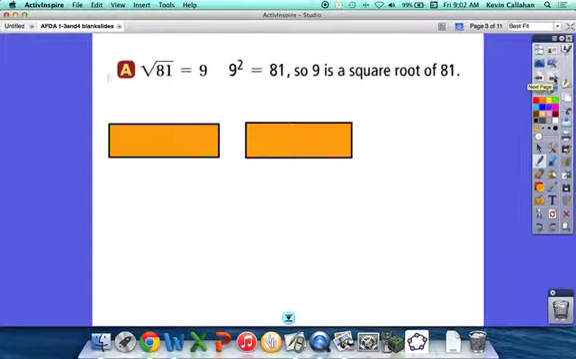Okay, again, this is kind of baby stuff, but we've talked about squaring, right? The opposite or the inverse of squaring is square roots. Okay, so let's see. The square root of 81.